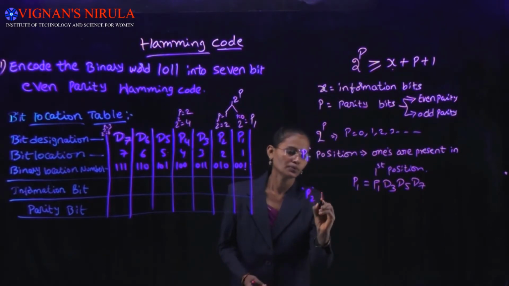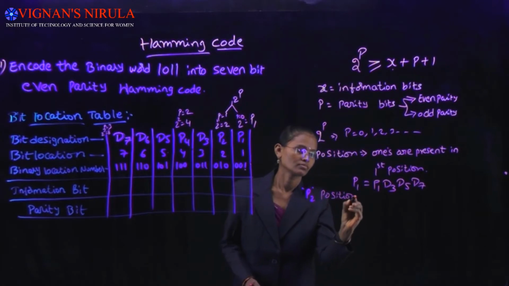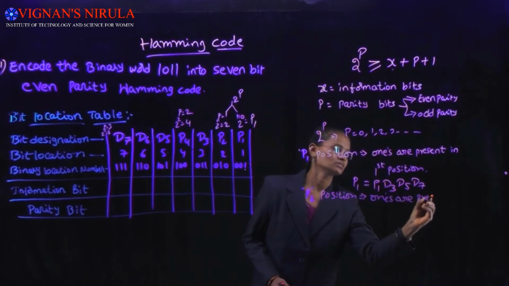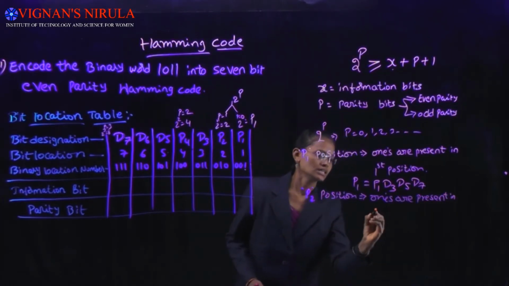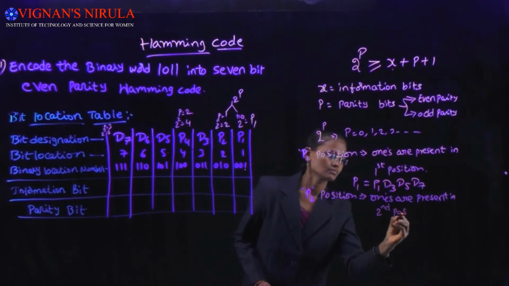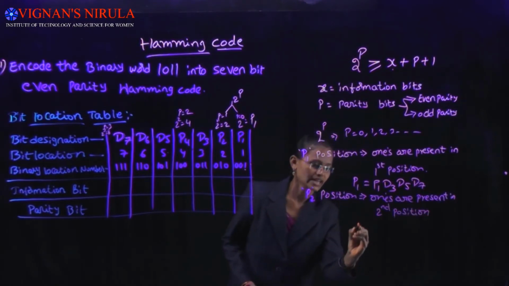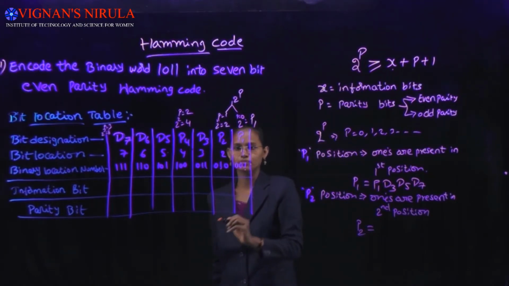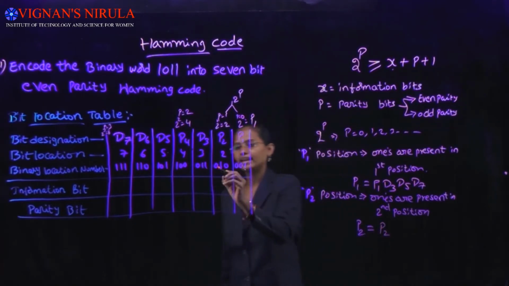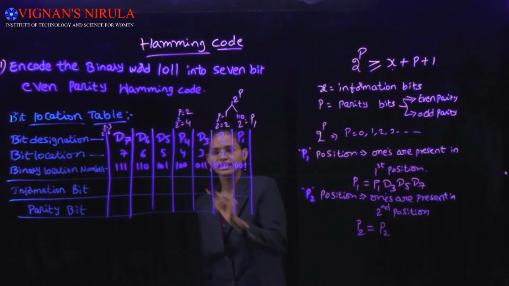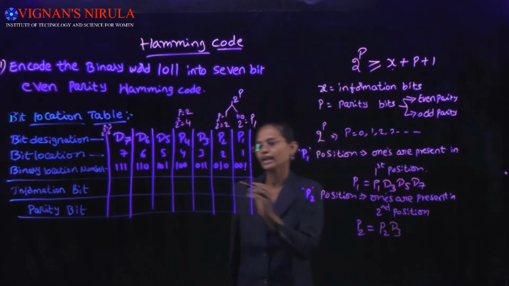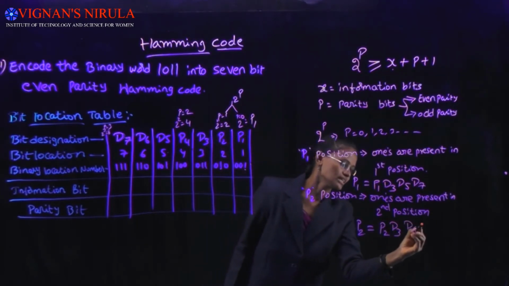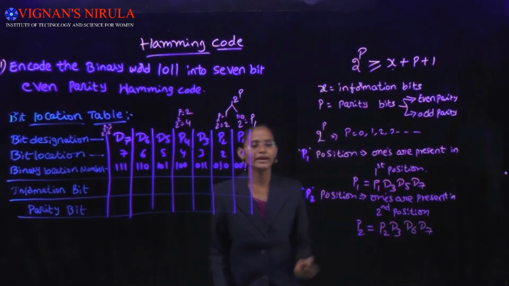Next, P2. In the P2 position, ones are present in the second position. Here 1 is present in the second position, that is P2. And the next 1 is present in D3, and the next in D6 and D7. These are the P2 positions.